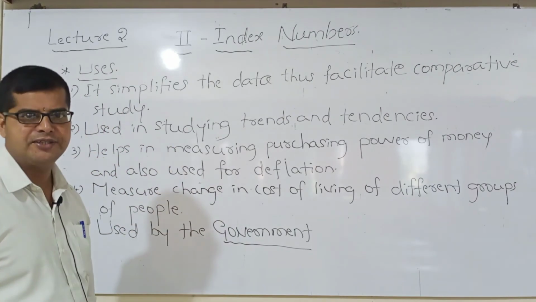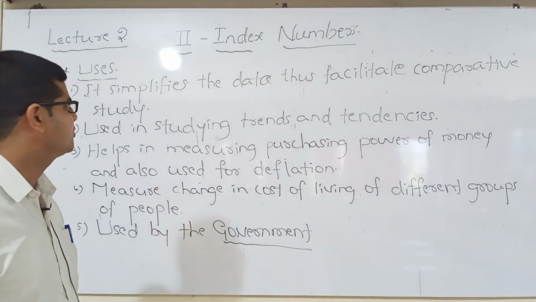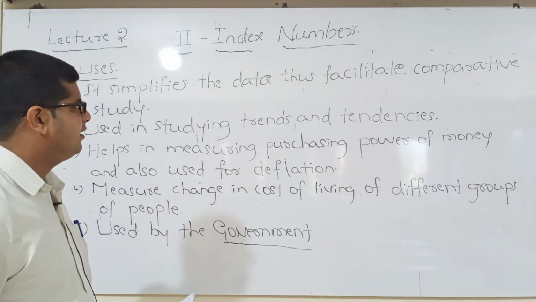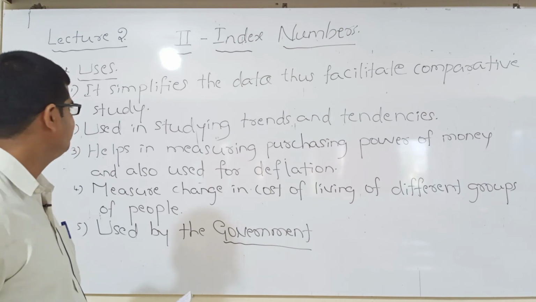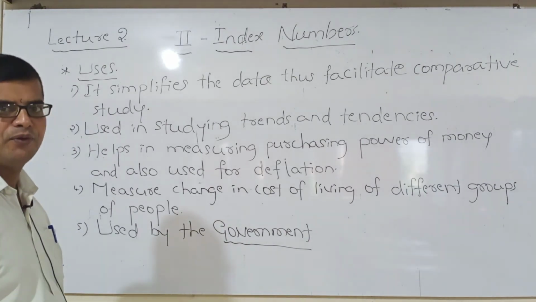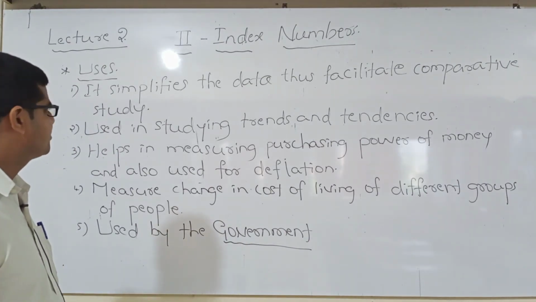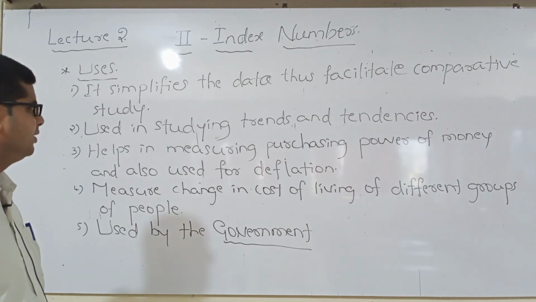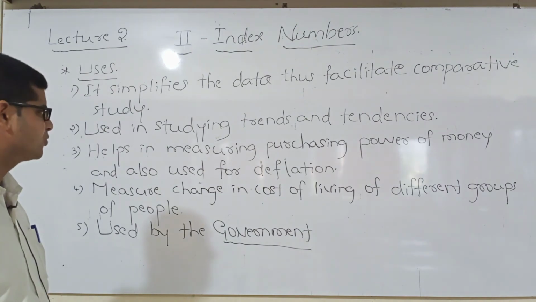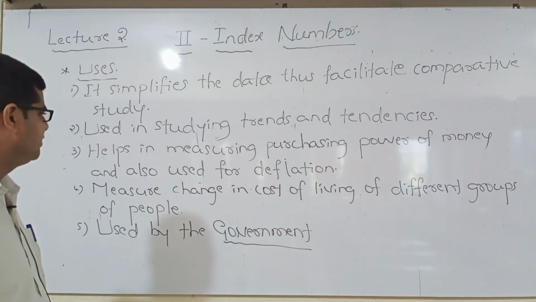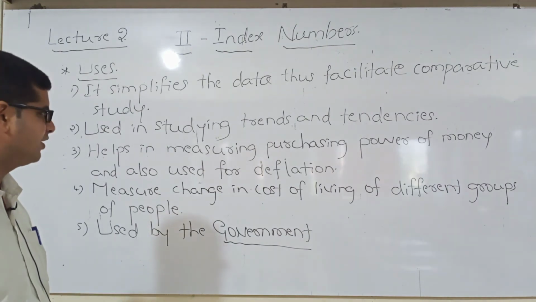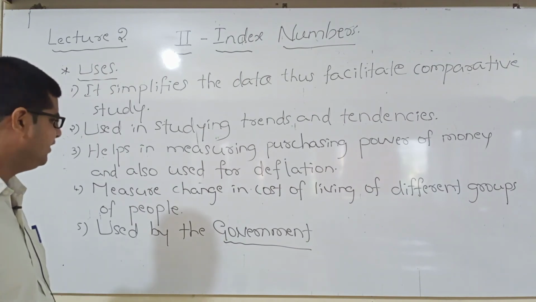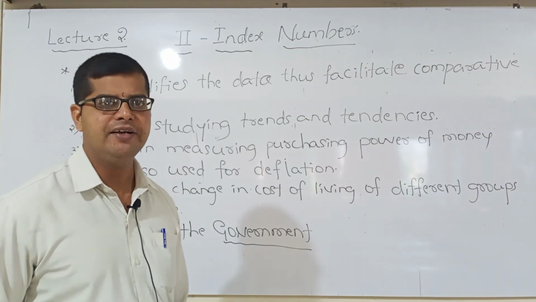So I read all the points one by one, just concentrate. It simplifies the data, thus facilitates comparative study. We took the example of gold. Used in studying trends and tendencies, the changes that are happening. Helps in measuring purchasing power of money and also used for deflation. Measures change in cost of living of different groups of people. Then finally used by the government for framing, formulating rules and regulations.